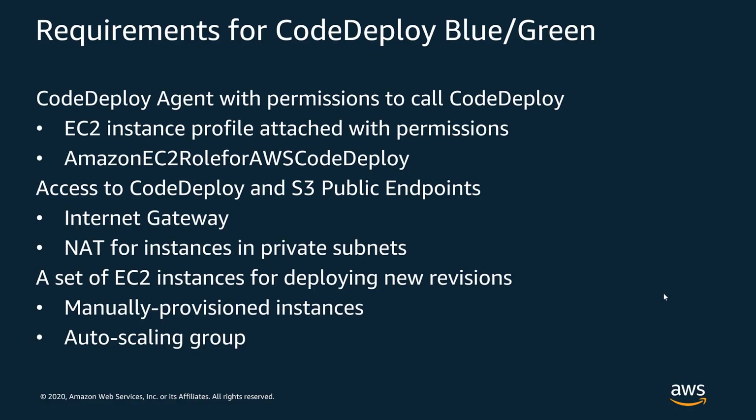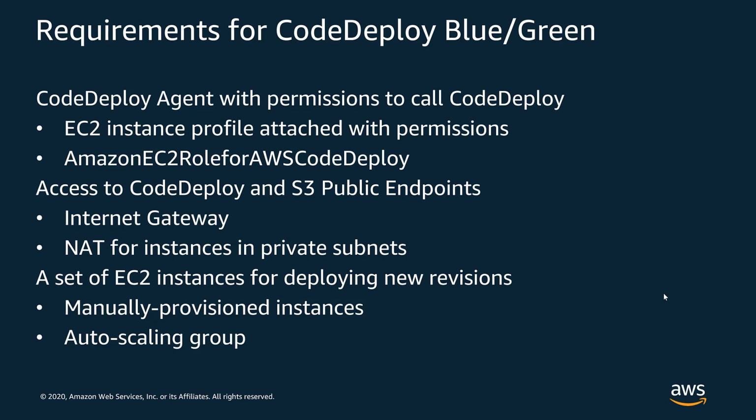Before we use CodeDeploy in the blue-green deployment type, there are a few things we need to make sure we have in place. First, we'll need to ensure that the EC2 instances we're using have the CodeDeploy agent installed on them. And in addition, we'll have to ensure that that agent will have permission to talk to CodeDeploy through the CodeDeploy APIs. To do this, we'll ensure that we have an EC2 instance profile attached that includes the necessary permissions to work with CodeDeploy. Luckily, Amazon has already provided what's called a managed policy called Amazon EC2 role for AWS CodeDeploy that we can use for assigning these permissions.